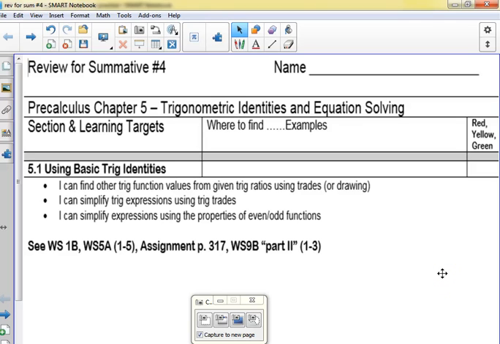All right, so in reviewing for Summative 4, the first topic it says is using basic trig identities. And it says you can go to worksheet 1B for examples. You can look at worksheet 5, which we have not done, so we could do a couple of those if you wanted. You had an assignment on page 317. And worksheet 9B has some examples of that as well. Okay?